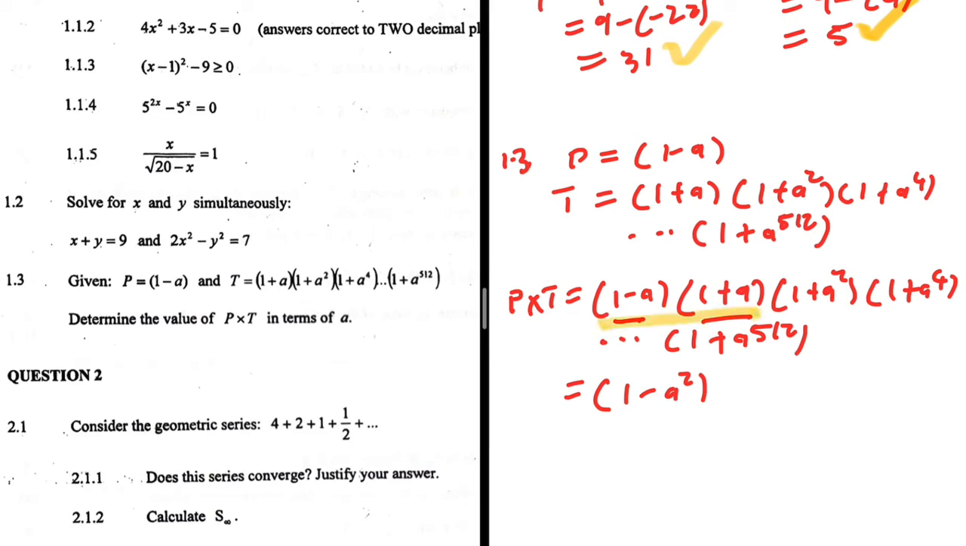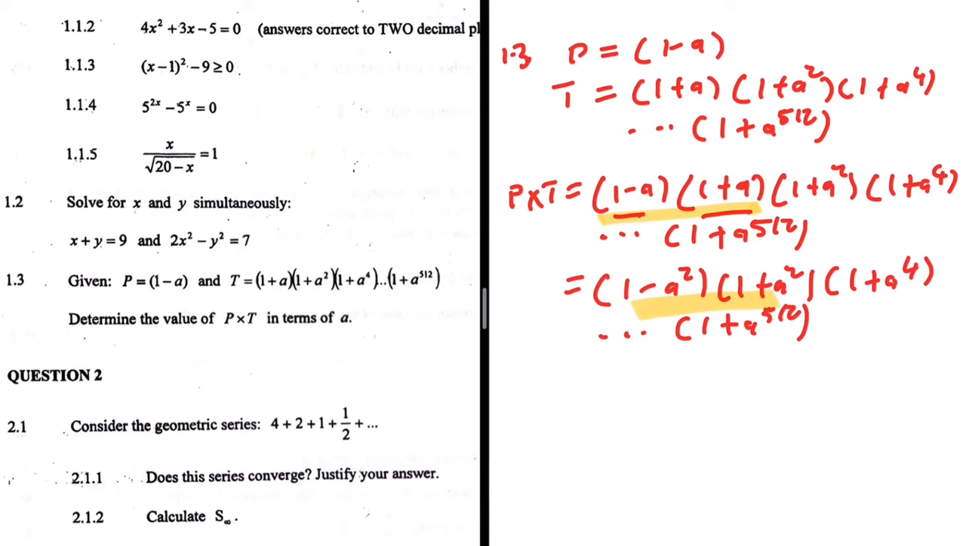And then we are left with (1 + a)(1 + a²)(1 + a⁴) up until (1 + a⁵¹²). Again, let's take a look at this. (1 − a²) multiplied by (1 + a²), a difference of two squares once more. So we have 1 − a⁴. That is the square, right? And then multiply by (1 + a⁴) up until (1 + a⁵¹²).